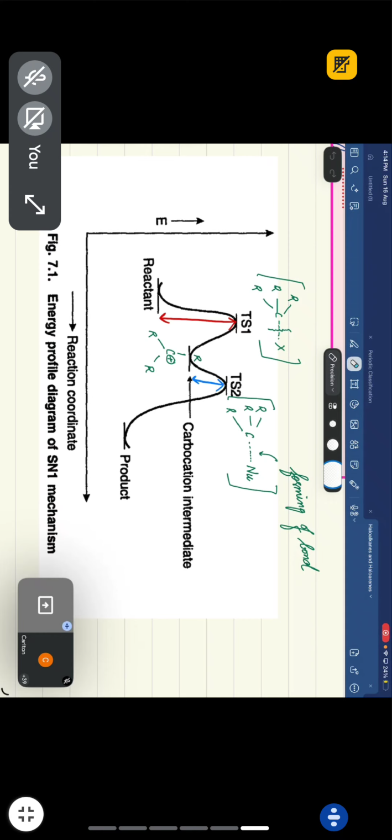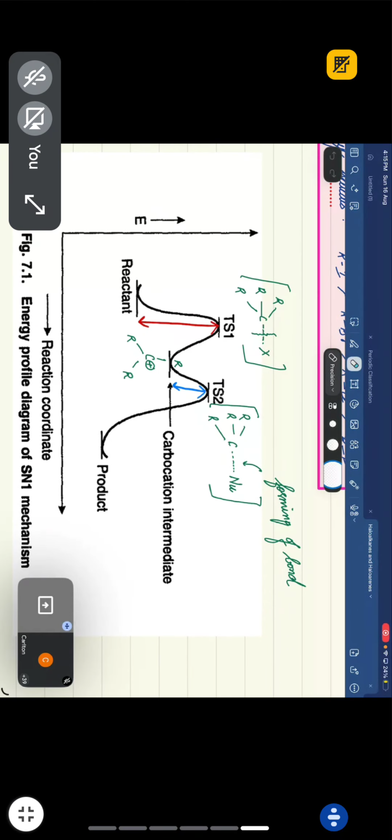What does TS stand for? Transition state. Which step has higher or lower energy compared to reactant and product? High. They're unstable. So please write down. Can you see? I'll just explain once.